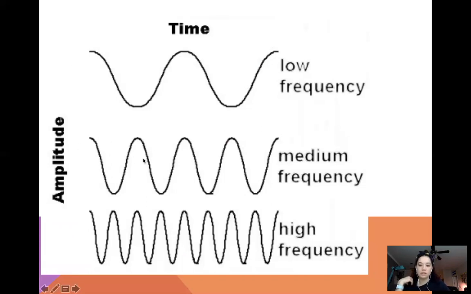This is a medium frequency. It's in the middle in terms of its wavelength, right? We see a lot more happening. This is an example of a high frequency wavelength. As you can see, it has a very short wavelength, right? This is very small, so that means I have more waves passing by a single point per second.